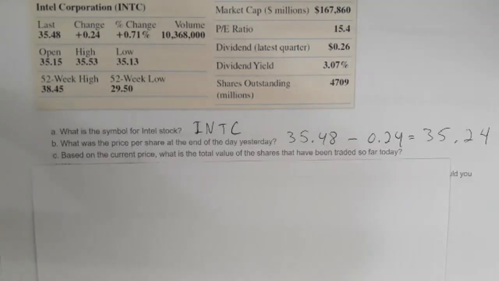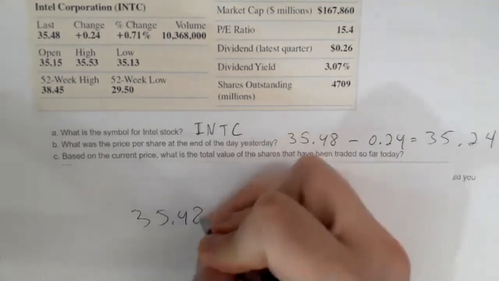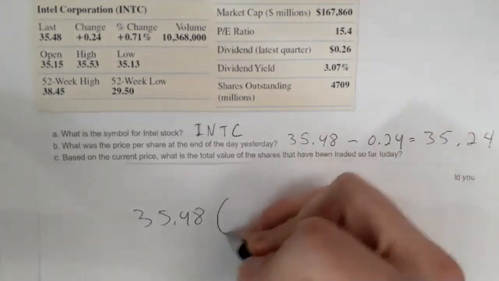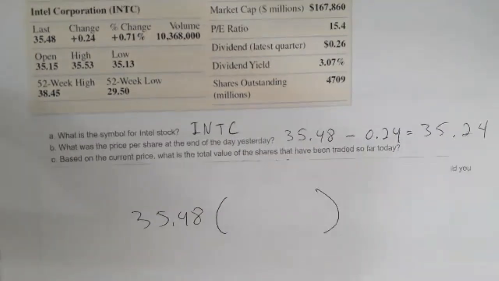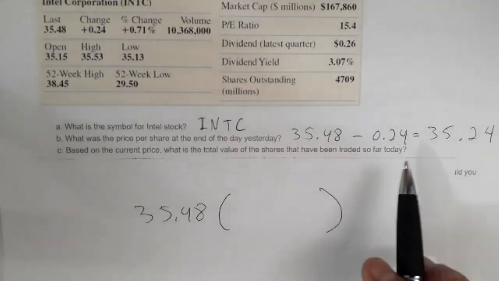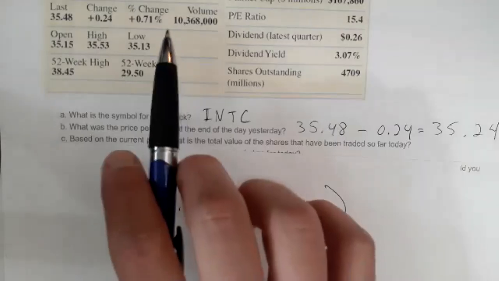So we want to go with this current price. Our current price is 35.48. That's the last price they're talking about. So what is the total value of the shares that have been traded so far today? We're going off 35.48. This is the price per share, and we want to multiply it by all the shares that have been traded so far today. Which number is that?